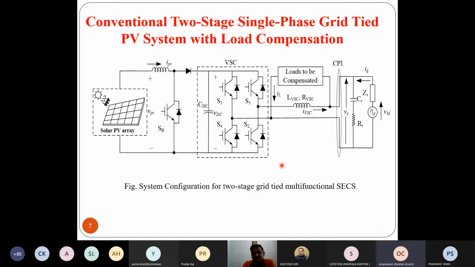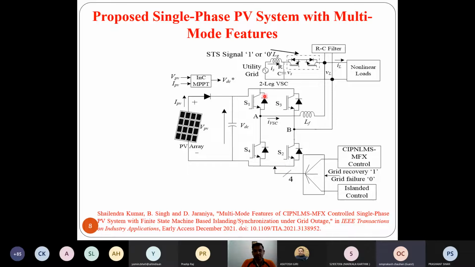We have to take all the conditions in mind. Grid is not there, PV array is not there. So how will we utilize this system? Again, we have to switch off. We don't have another solution. So we have come across this particular system, even though we have not connected the battery here.